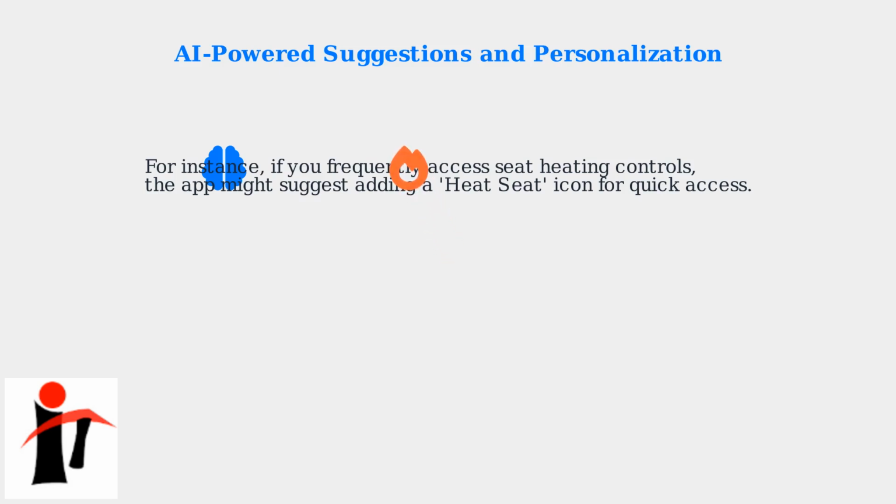For example, if you regularly use the seat heating feature during winter mornings, the app will detect this pattern and suggest adding a dedicated heat seat icon to your home screen for one-tap access. This personalization makes the app more intuitive by anticipating your needs and reducing the time spent navigating menus. Over time, your home screen becomes perfectly tailored to your driving lifestyle.